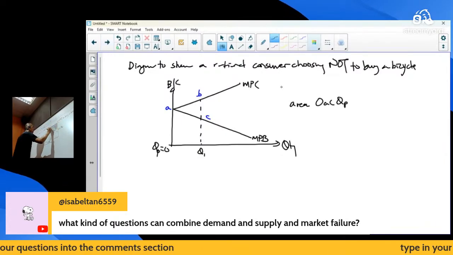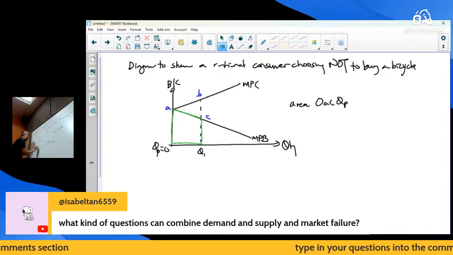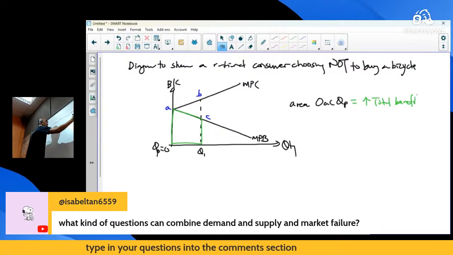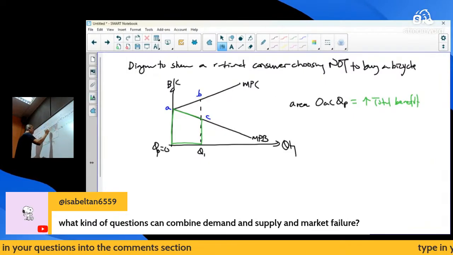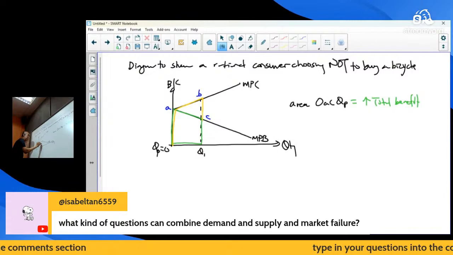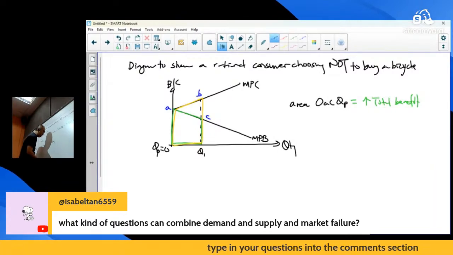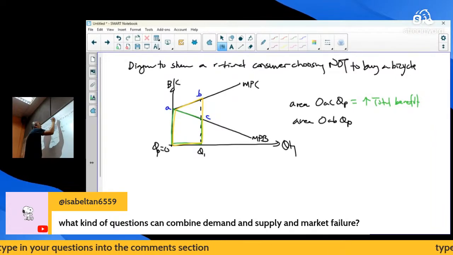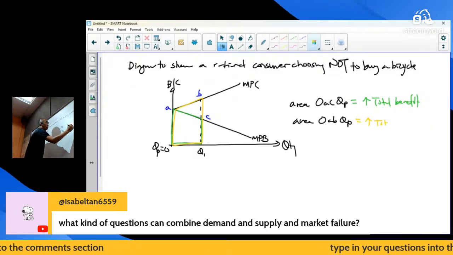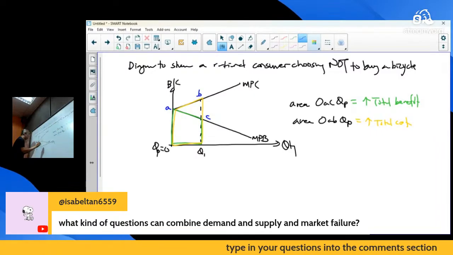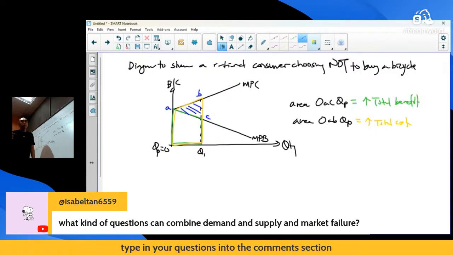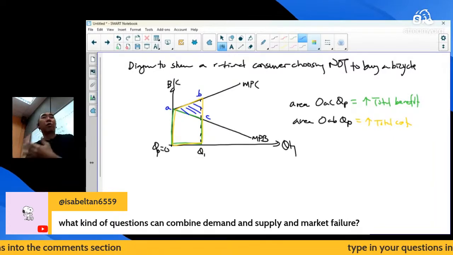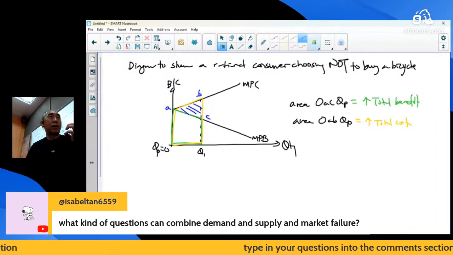OACQP, which is this area, is the increase in total benefits, and show that this area is actually smaller than OABQP. So this area, OABQP, is the increase in total cost to the consumer. Then the consumer is actually becoming worse off, experiencing a net loss to consumer welfare. So this suggests that the consumer is worse off by choosing to consume at this quantity.